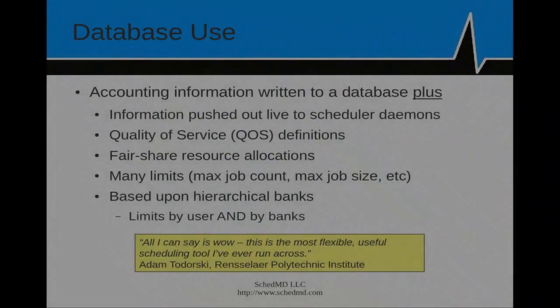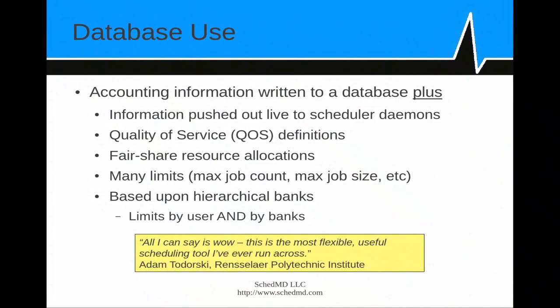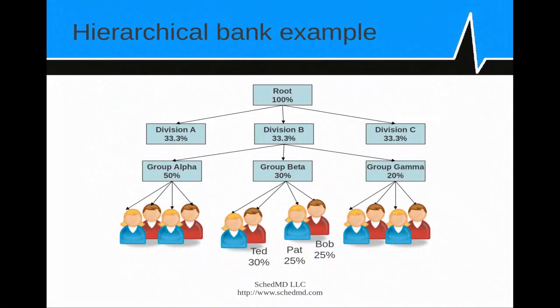So your database has accounting information. The database also has information, like I said, about quality of service, fair share, and many limits. You can set limits by user. You've got a bunch of limits you can set by bank account in a hierarchical fashion. It's very flexible. It's very powerful. It's also fairly complex, to be perfectly honest, and I'm not going to get into that here, but that'll be covered in a later presentation.